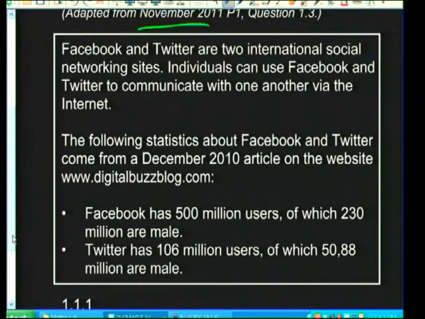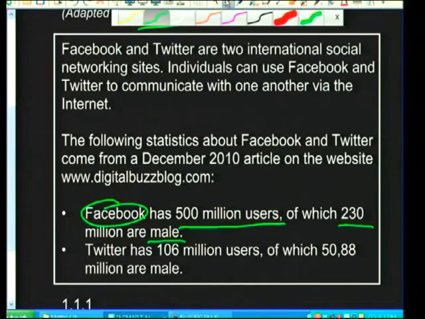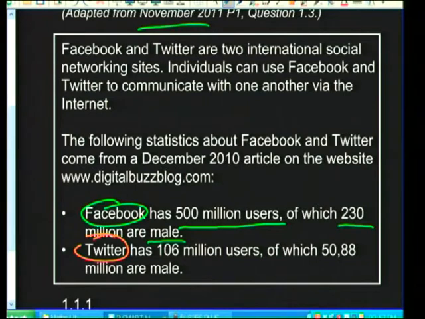Number one, Facebook has 500 million users, of which 230 million are male. Twitter, on the other hand, has 106 million users, of which 50,88 million are male. Right.